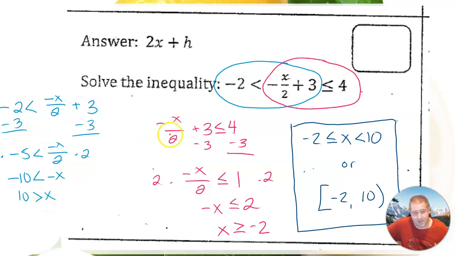Now the key to this, and both of these actually, is that whenever you divide by or multiply by a negative number, you've got to always flip the sign. So this less than symbol became a greater than symbol. So we know now that x has to be less than 10. And you're basically just using regular algebra to solve.